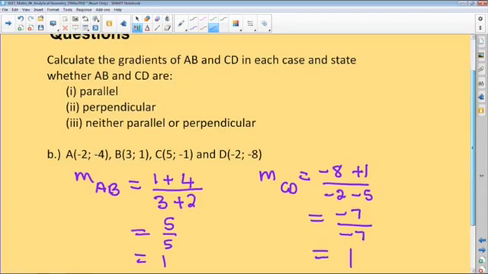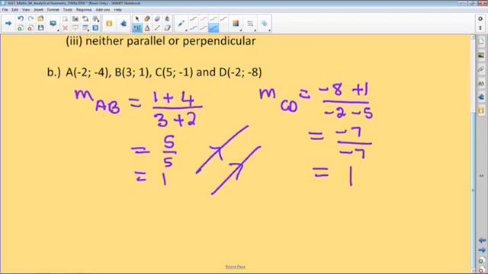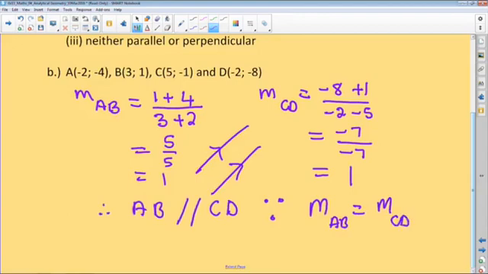Now, look, something interesting here. The gradient of AB is 1, and the gradient of CD is 1. So your lines are parallel, they share the same gradient. So we can conclude by saying, therefore, for this case, AB is parallel to CD. Why? Because gradient of AB is the same as gradient of CD.